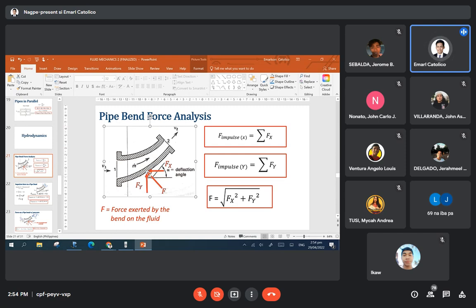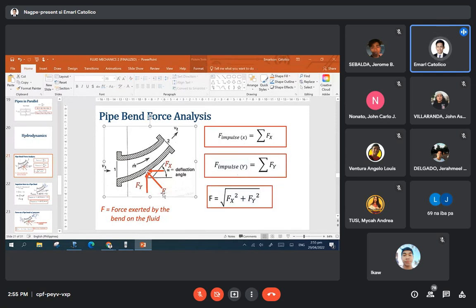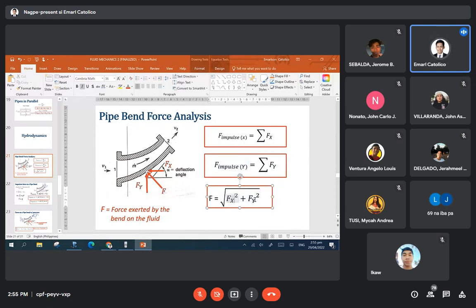So dito sa pipe natin, may force dyan na nag-act. Ito yung resultant force. Mayroong force at vertical, then force at horizontal. Yung force na nag-act dito is the force exerted by the bend on the fluid. Okay? So pag tinanong dito is force at horizontal or Fx, yung force impulse ang gagamitin mo. So summation of Fx. Pag y, summation of Fy. Kapag F resultant, square root of Fx squared plus Fy squared.